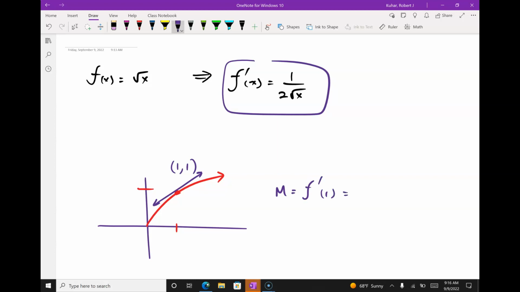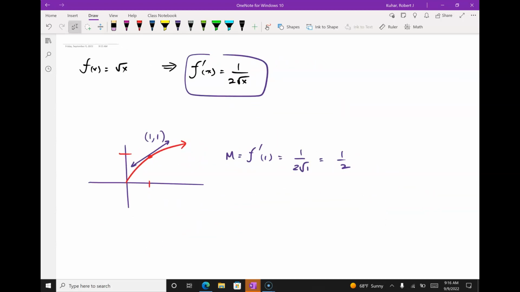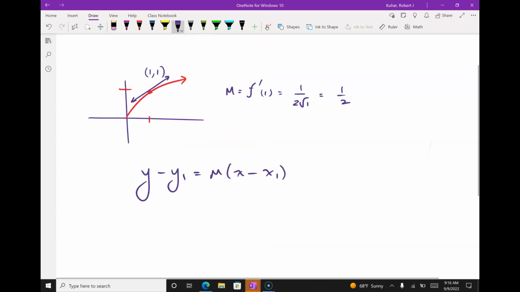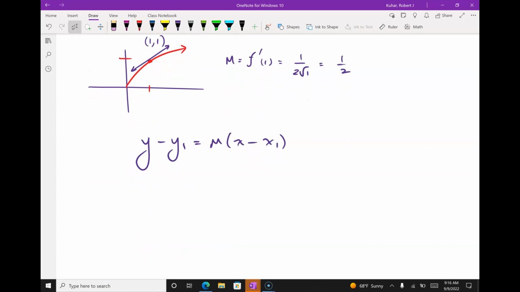Are you with me there? And so that's 1/2 square root of 1. That's 1/2. The slope of the tangent line at (1, 1) is 1/2. I should be able to get the equation of the tangent line, you with me? With this formula, right? This is our new friend. We're getting a tattoo if we can't remember. This is our point-slope form.